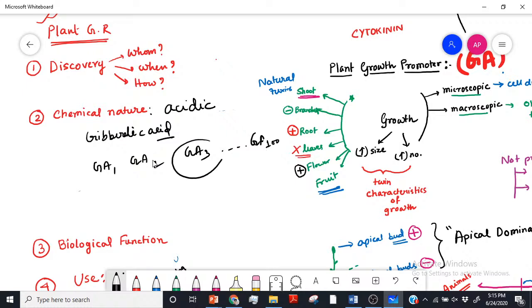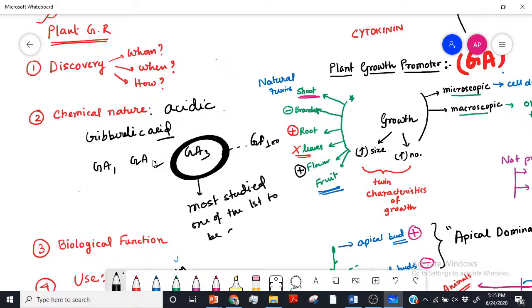Out of these, GA3 is the most studied one, and one of the first to be discovered. This is important. Gibberellin is acidic in nature, and GA3 is one of the most studied gibberellins and one of the first discovered gibberellins.